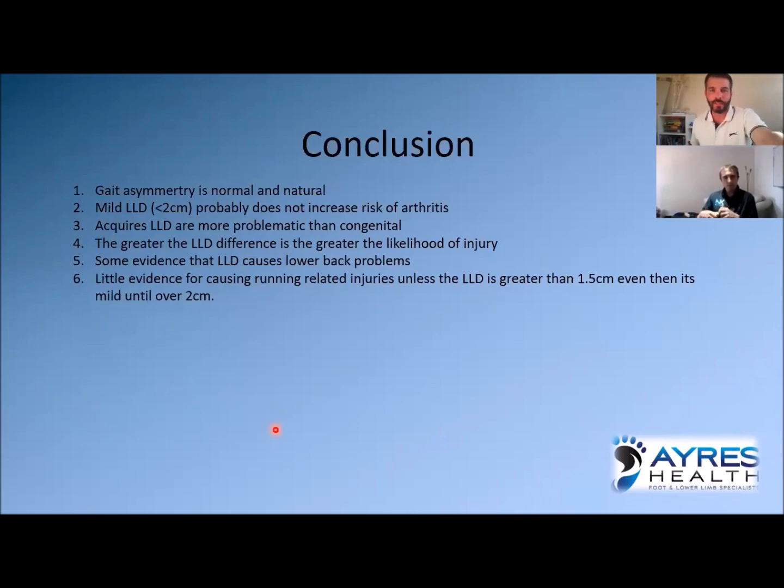Greater limb length difference means a greater likelihood of injury, but what the actual difference needs to be to increase that risk of injury is probably quite big. There is some evidence that limb length difference causes lower back problems, but it's not great, and I couldn't find anything done in the last 10 years that supports that. And there's little evidence for causing running related injuries unless limb length difference is greater than 1.5 centimetres, and even then it's still mild until it's way over a 2 centimetre difference.